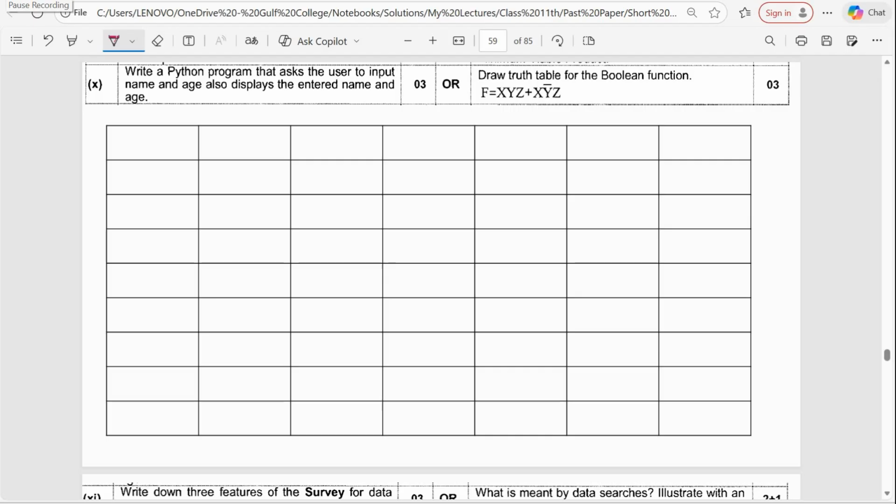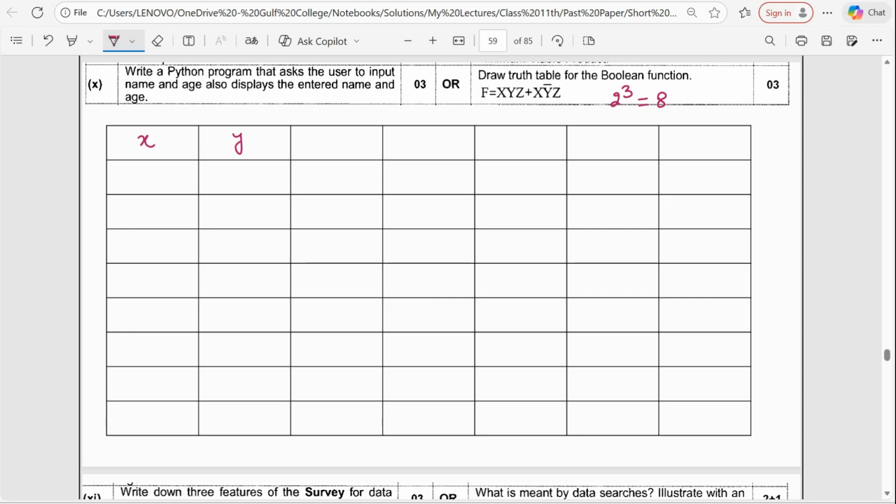You can see that f equal to x, y, z means how many variables do we have? We have three variables, so 2 raised to the power 3 means there should be 8 combinations. 8 combinations means you have to write x, y, and z. Here should be 0, 1, 2, 3, 4, 5, 6, and 7.